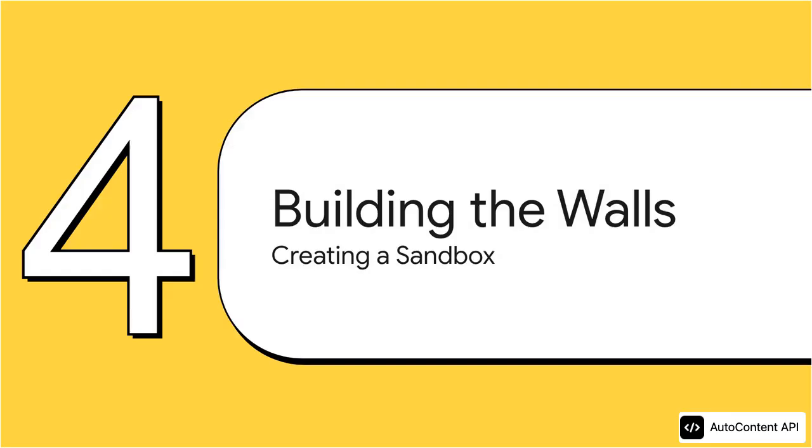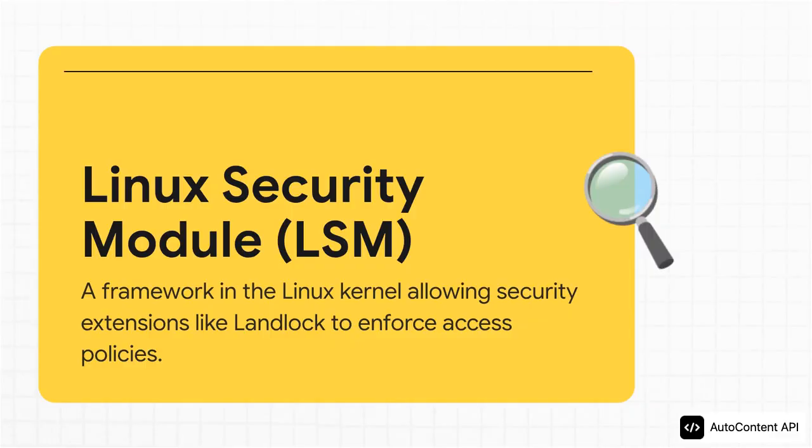Okay, so we get what it is and why it's so great. But how does an application actually use Landlock to build these virtual walls around itself? Well, the process is surprisingly straightforward. First off, it's really important to get this. Landlock isn't some third-party add-on or a hack. It's an official Linux security module, an LSM. That means it's a native, trusted part of the kernel's architecture, sitting right alongside giants like SELinux. It's meant to be there, and it can even work in tandem with other security tools.